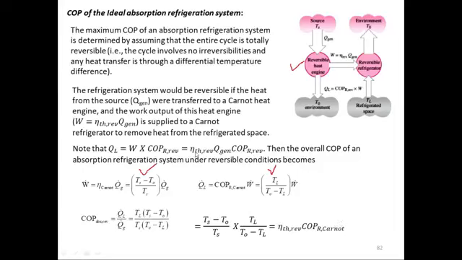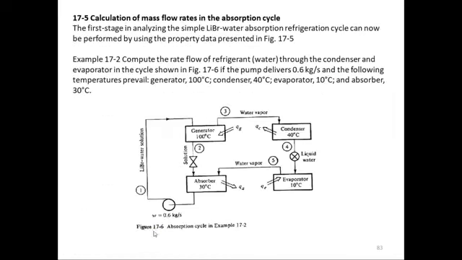Moving on to our main topic of doing thermal analysis of the vapor absorption refrigeration system: calculation of the mass flow rate in the absorption cycle. We are going to explain it with the help of an example. The first stage in analyzing the simple lithium bromide water absorption refrigeration cycle can now be performed by using the property data presented in figure 17-5. So 17-5 and 17-8 are the two figures, the PXT and HXT diagrams. This is Example 17-2 from your Stoker book.